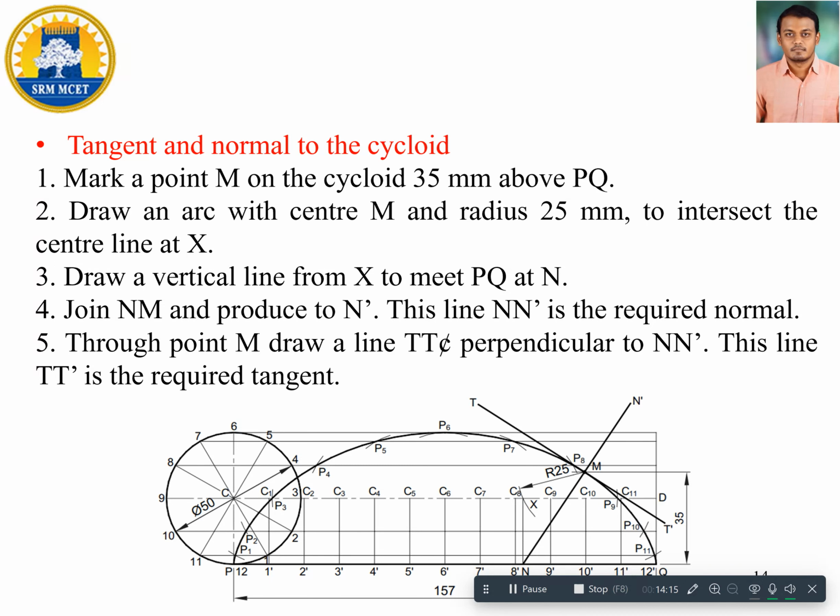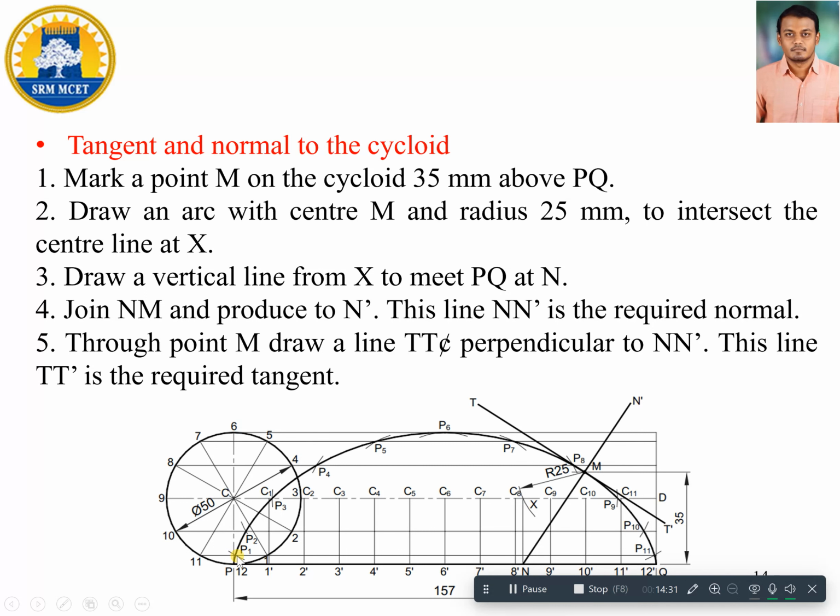Now the next step is we need to take our divider and, placing it on C1 and taking a dimension equal to half of the diameter, which is nothing but 25 mm, with C1 as center I am going to cut one arc on the 11, 1 line.